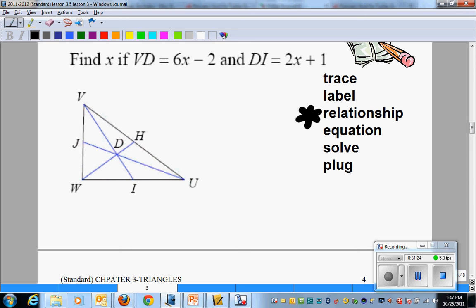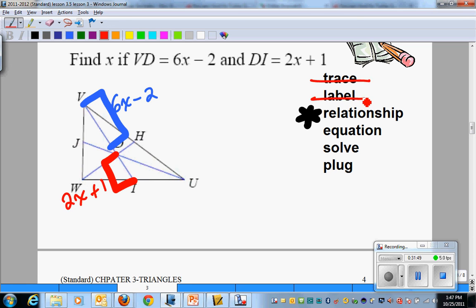Okay, let's trace V to D. You bracket it. And then we have D to I bracket. We're going to label. This is 6x minus 2. This is 2x plus 1. Students, if you get stuck, for goodness sake, you can at least label. Okay, which three of you didn't even bother doing that? All right, trace, label.